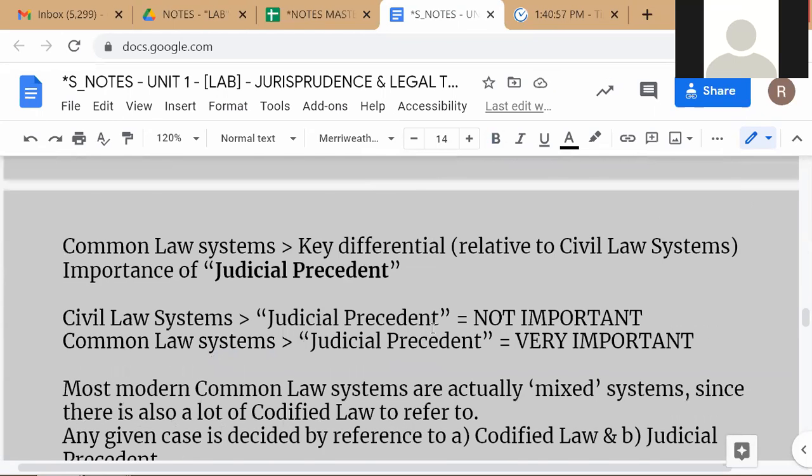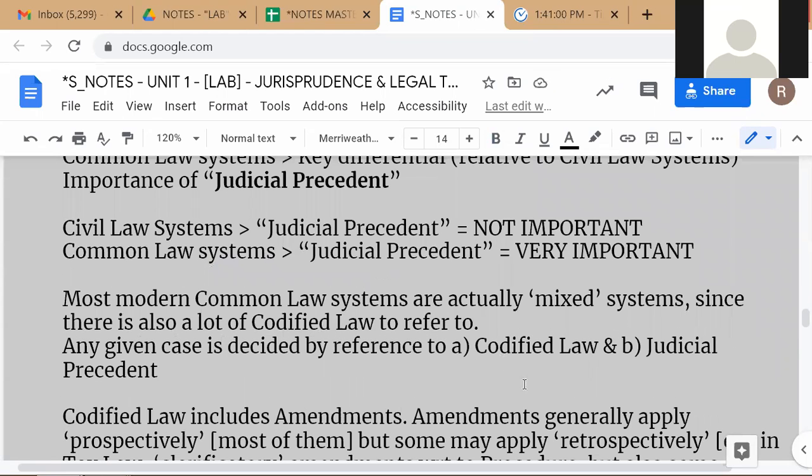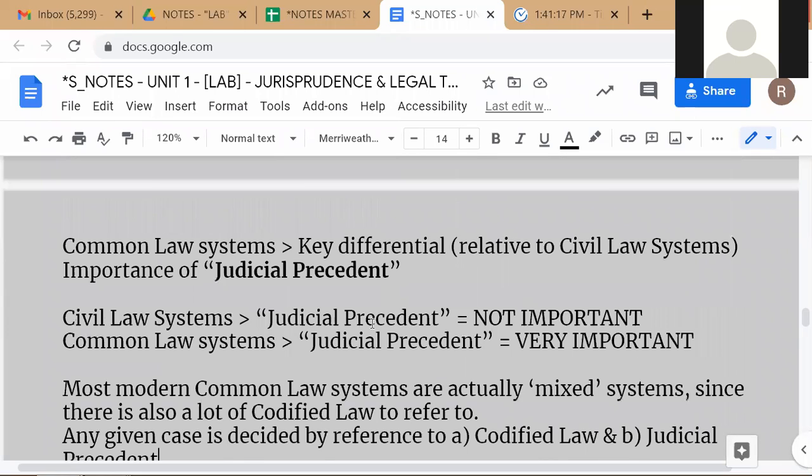The codified law is essentially like your Indian Contract Act or your Indian Transfer of Property Act, or Registration Act. These are all examples of what we call codified law, where the Parliament has made a law and this is written down and it's codified. And then you have the judicial precedent, which is basically the previous decisions of the courts.